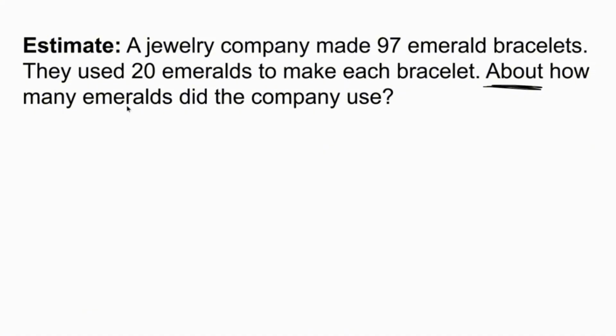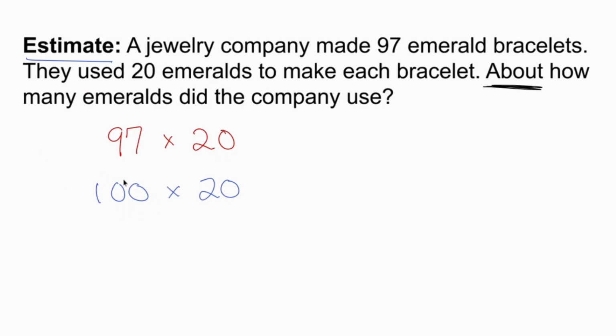Okay, so what we're doing is we're trying to find out if there's 20 emeralds per bracelet and 97 bracelets, we are finding 97 groups of 20. So 97 times 20. However, we're estimating here. So 97 is a few numbers away from 100. So I'm going to turn 97 into 100 and do 100 times 20.